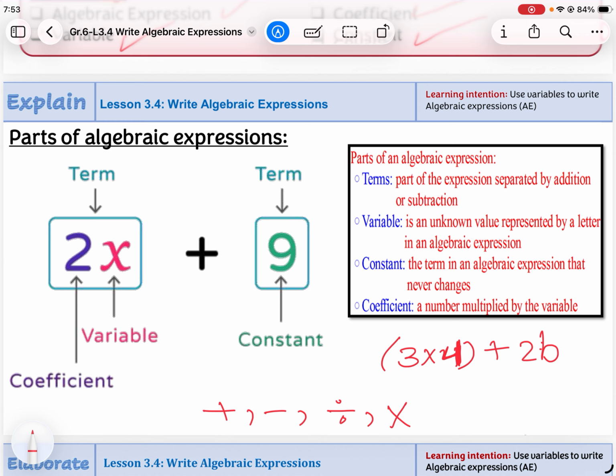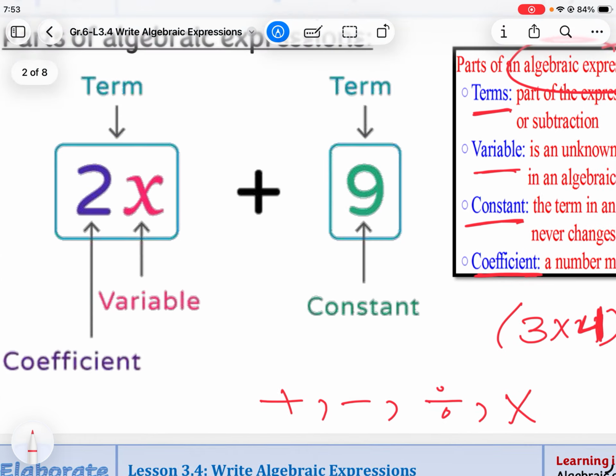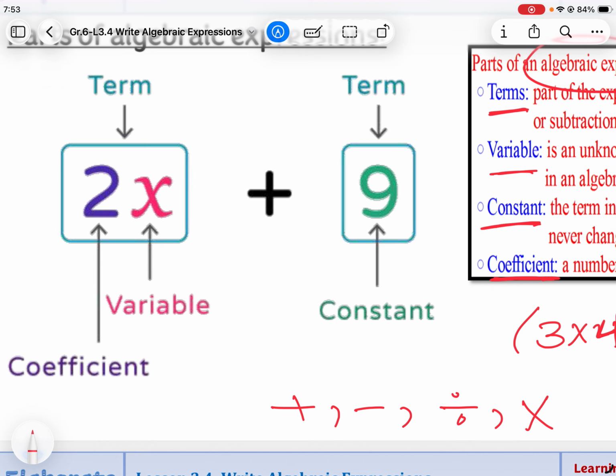Okay, now, parts of an algebraic expression. Number one, we have terms. The algebraic expression includes terms, variables, constants, and coefficients. So let's get to know them one by one. We have this example in front of us: 2x plus 9. Here x is a variable. Like we said, a variable is an unknown value. We refer to it using any letter from A to Z, any letter in the English alphabet.